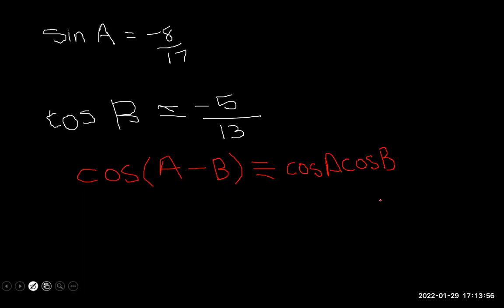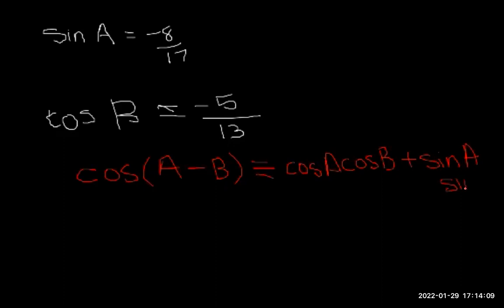Plus is the opposite of what is on the right side of the equation sign. Good job. And then sine A times sine B. So that is relatively easy, right? Why? Because you're supposed to know that.